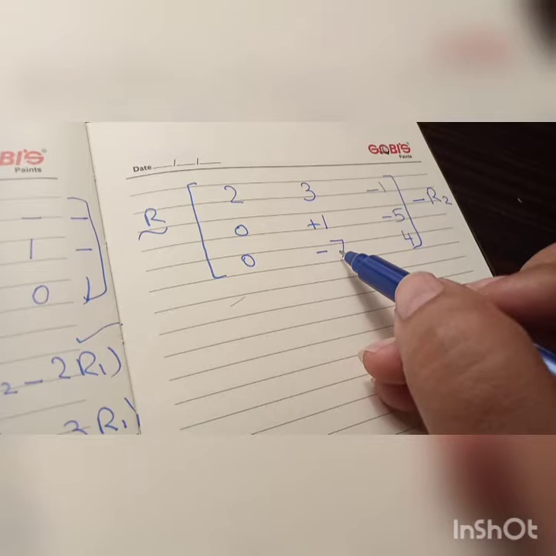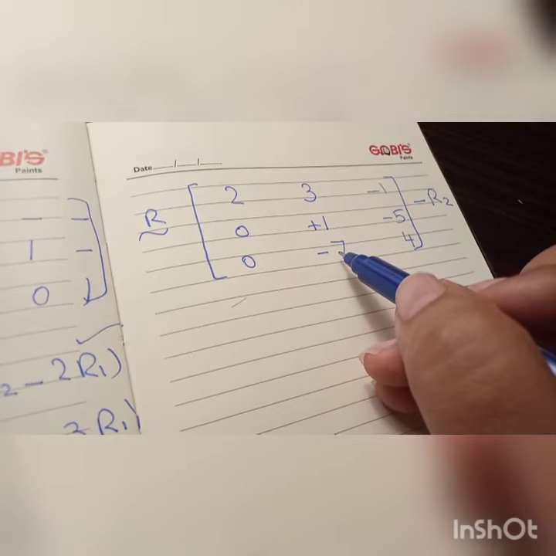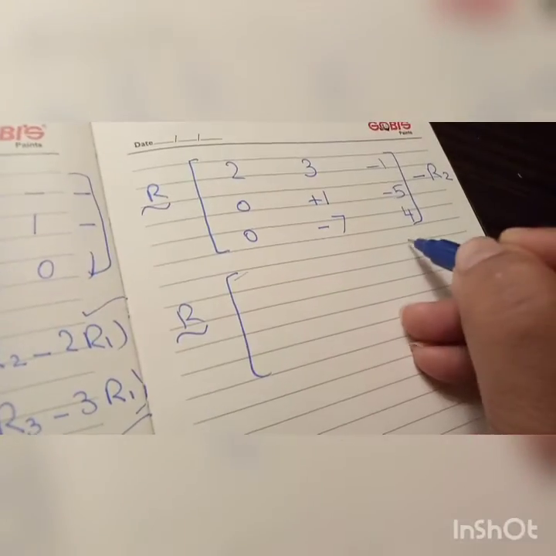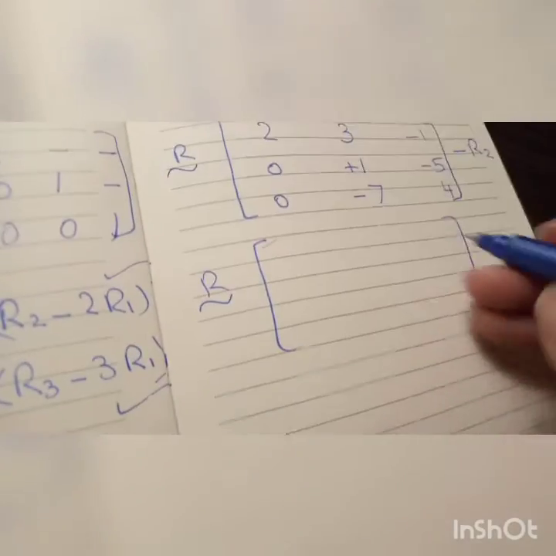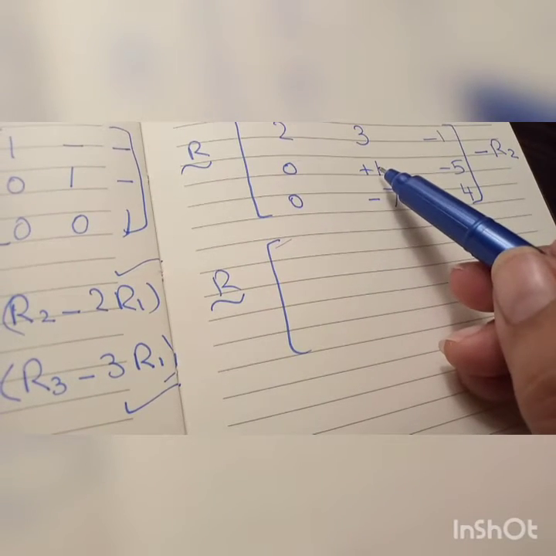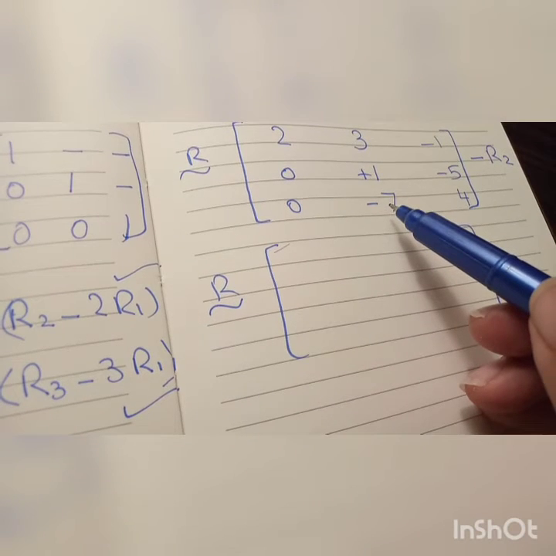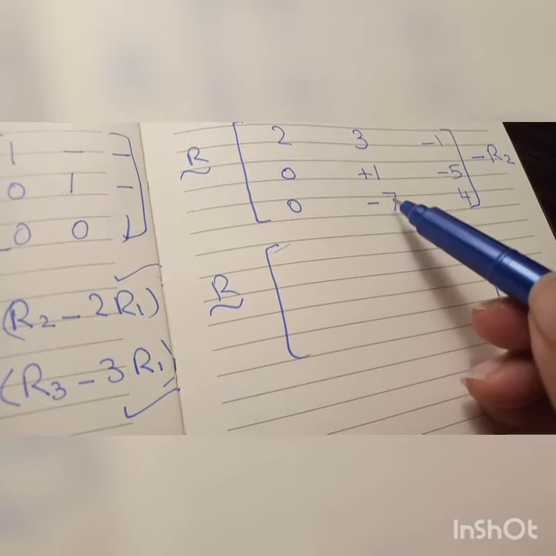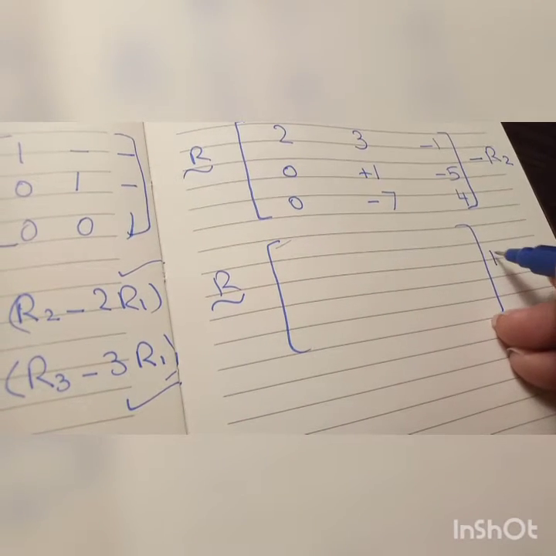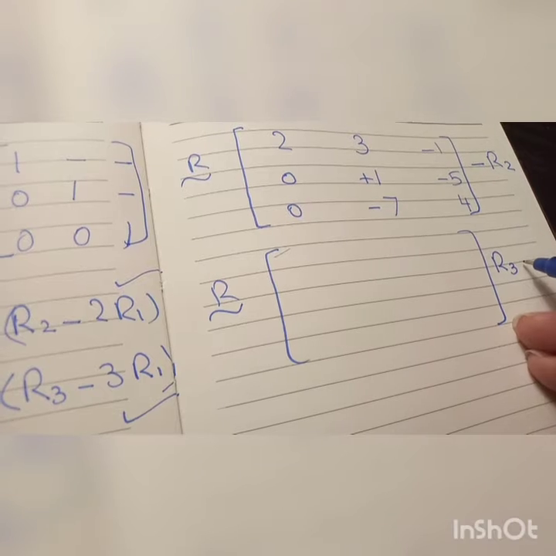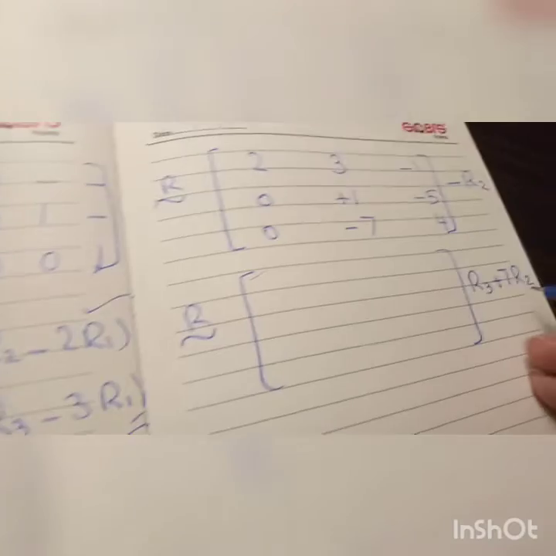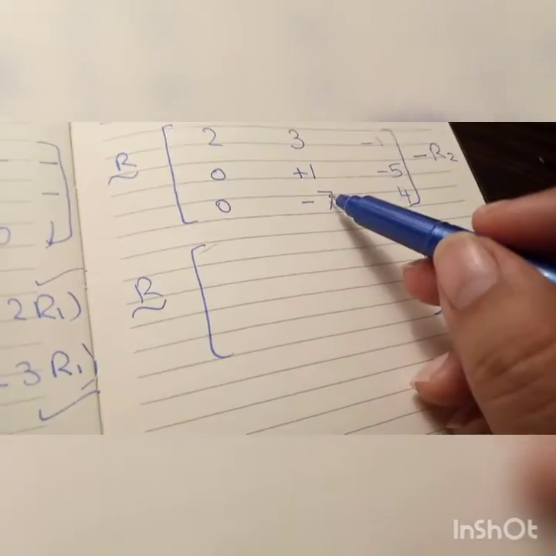We are to make this position 0. So what we can do here, again the thinking process will start. If we multiply this row 2 with 7 and then add it to row 3, we can get 0 at this position. Fine. So I am writing the row operation. What is to be done? We will do row 3 plus 7 into row 2. Doing this operation, we will get 0 at this position.